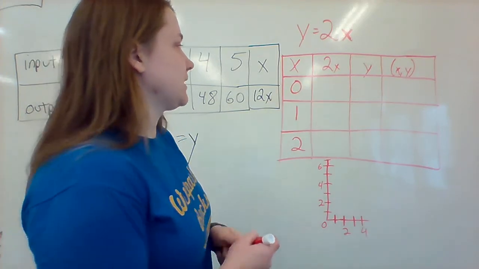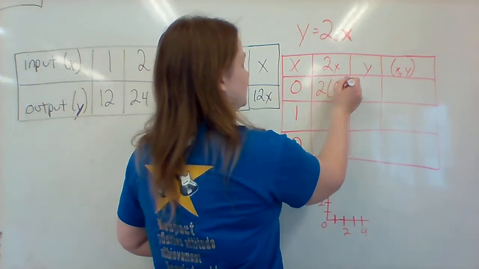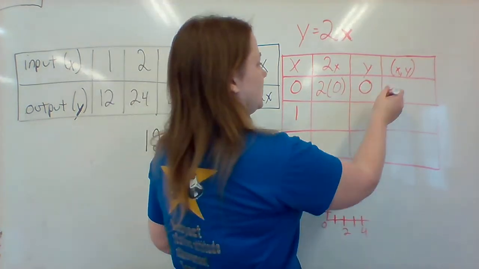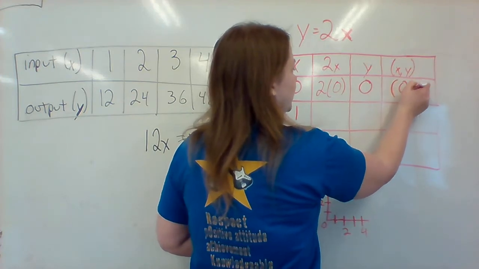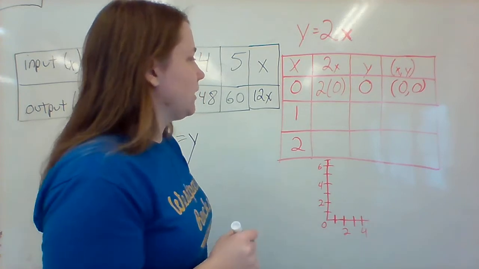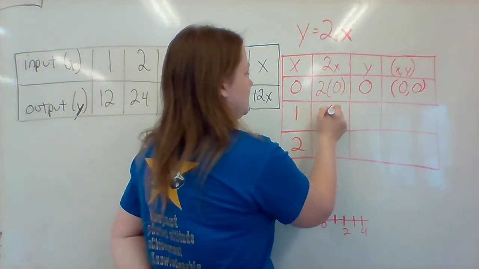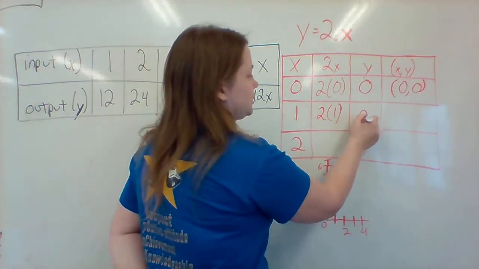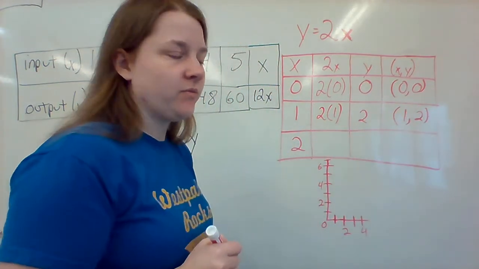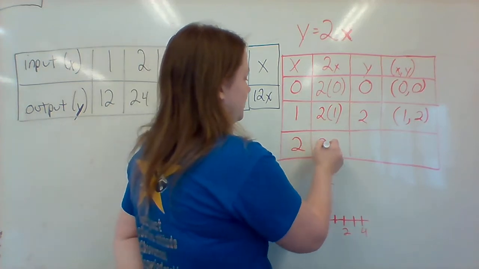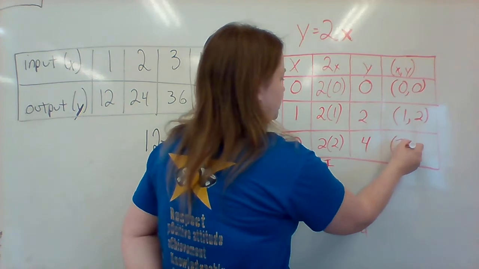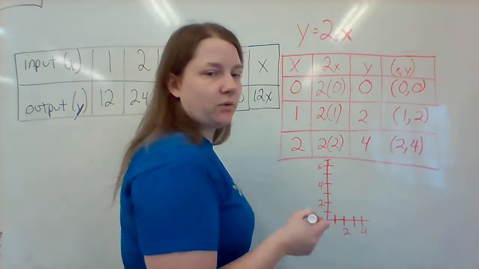For 0, 2x means 2 times 0, which would be 0. So that means that when x is 0, y is 0, and then we have a coordinate pair. Let's figure out when it's 1. That would mean 2 times 1. 2 times 1 is 2. So that means x is 1, y is 2. Let's go ahead and do the next one. 2 times 2 is 4. So when x is 2, y is 4.